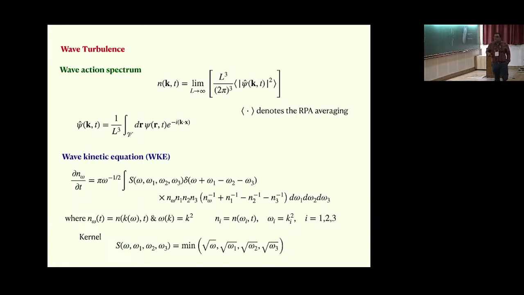If I want to do that, I will write down the wave kinetic equation. I will switch from n k to n omega, the way it's usually written, and omega and k are related by this. The kernel here is given by this. We don't have to bother much, but just say that there's a wave kinetic equation, you can solve it, and it will give you some solutions under a variety of settings.